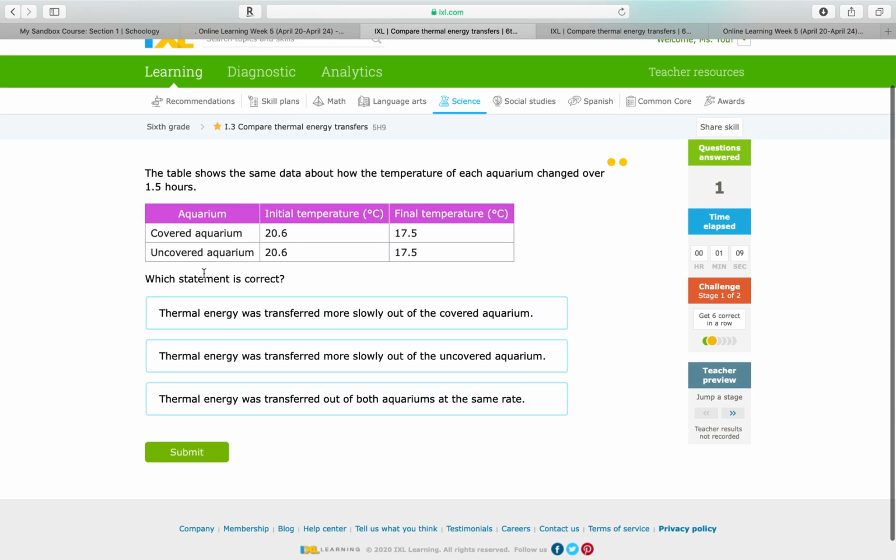And the next question, which statement is correct? Thermal energy was transferred more slowly out of the covered aquarium. Well, you can tell here that both of them had the same starting temperature, both of them had the same final temperature. So that means that thermal energy transferred out of both aquariums at the same rate, at the same speed.